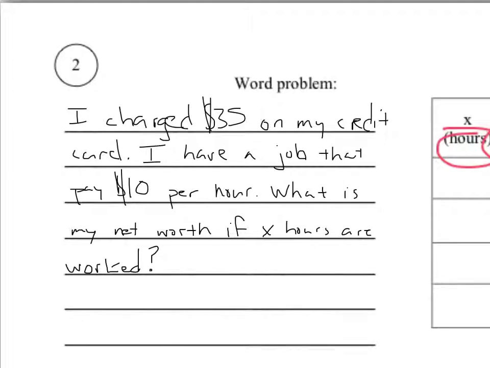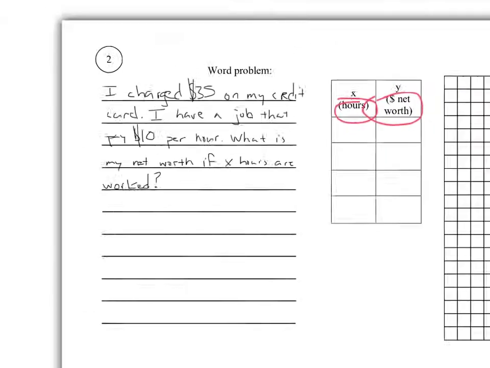Mathematically, you could have said, what is net worth if X hours? And obviously in a real world, that wouldn't be a very clear way of asking that question. But mathematically, that would tell me that you at least understood what was going on, that you were looking for a relationship between the net worth Y and X hours. Okay? So now we can move on from here.